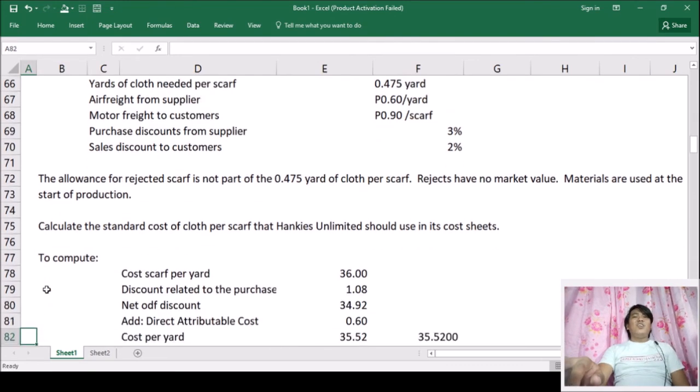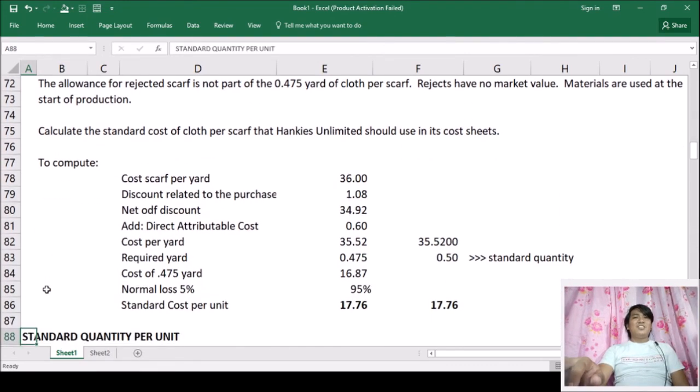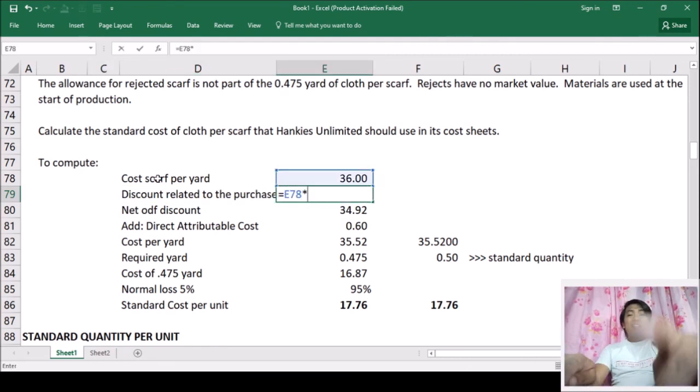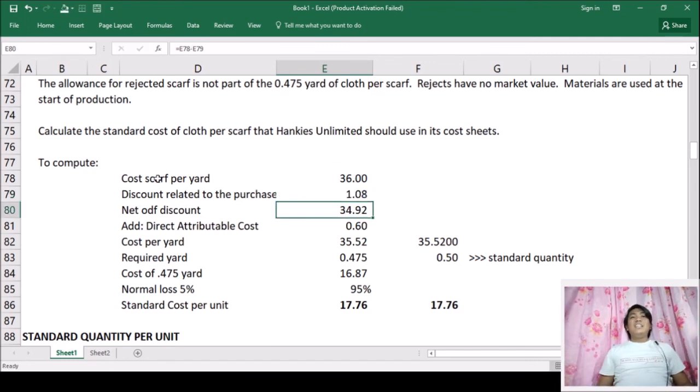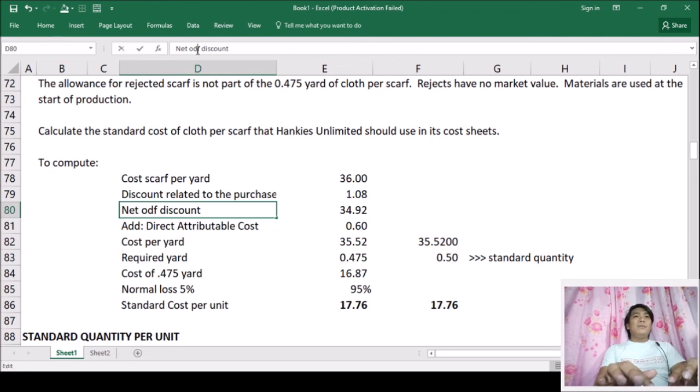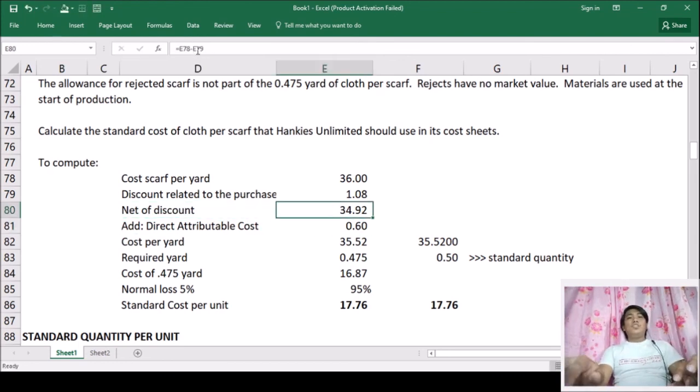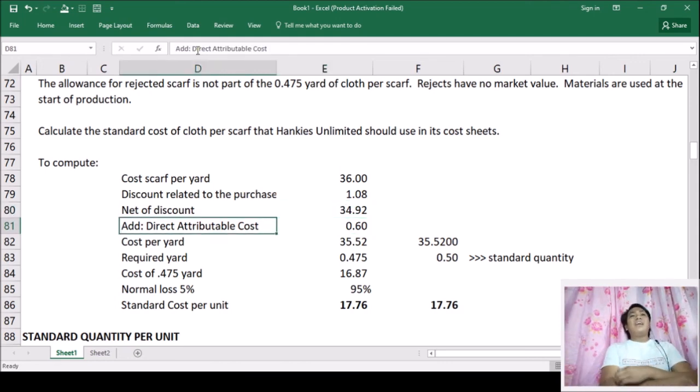Calculate the standard cost of scarf that Hankies should use in its cost sheets. To compute that, ito po yung ginawa kong computations. I prepared two different computations, no? Okay? Una, I have the cost per yard, which is 36, and the discount related to that purchase. Paano po na-compute yan? That is 36 times 0.03. Okay, the discount related to the purchase. Net of discount of the particular item is 34.92.